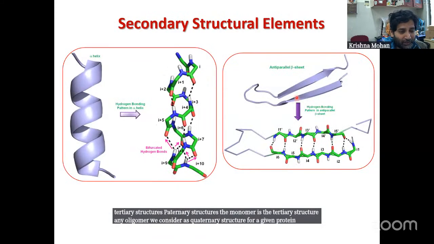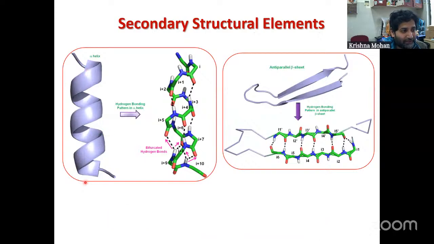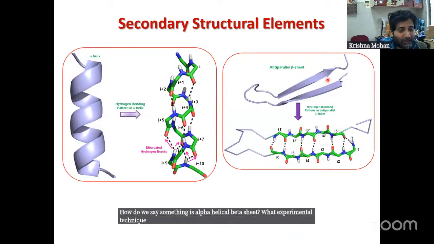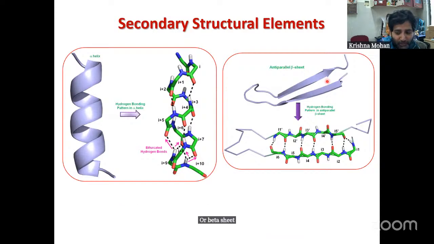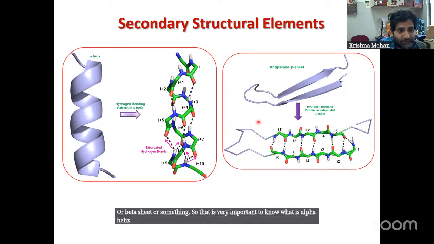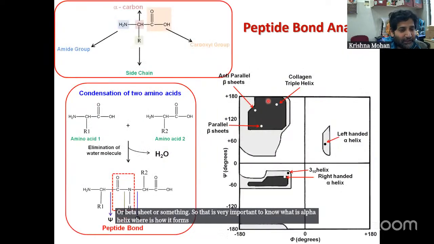So now the biggest question we ask is, how do we say something is alpha helical or beta sheet? What experimental technique do you use to say something is an alpha helix or beta sheet? So that is very important to know: what is an alpha helix, and how does it form? Theoretically, we have a well-known structural biologist, Ramachandran. This is called the Ramachandran map.